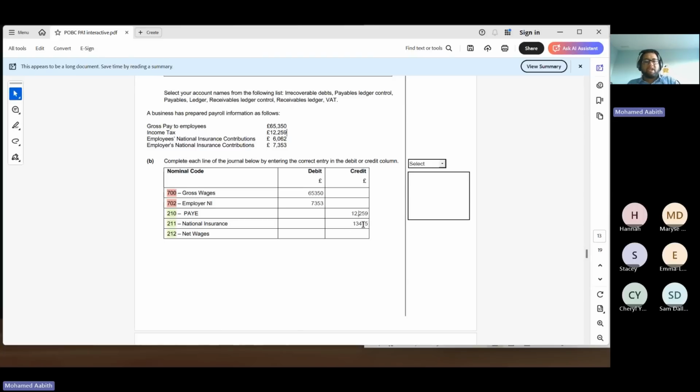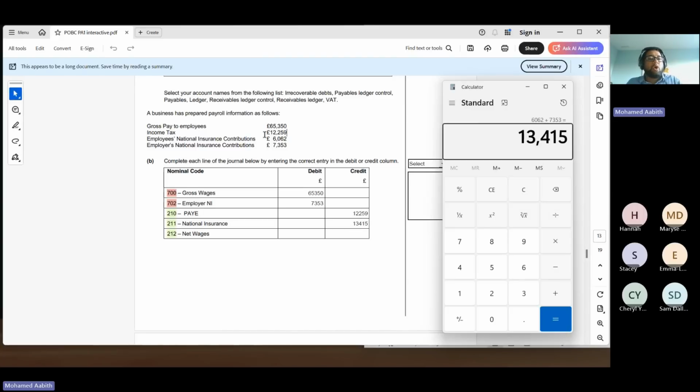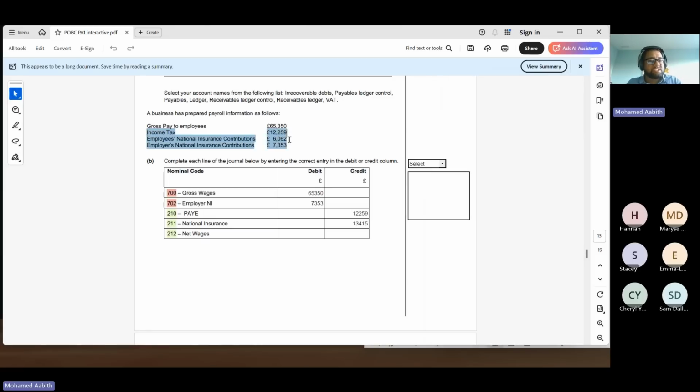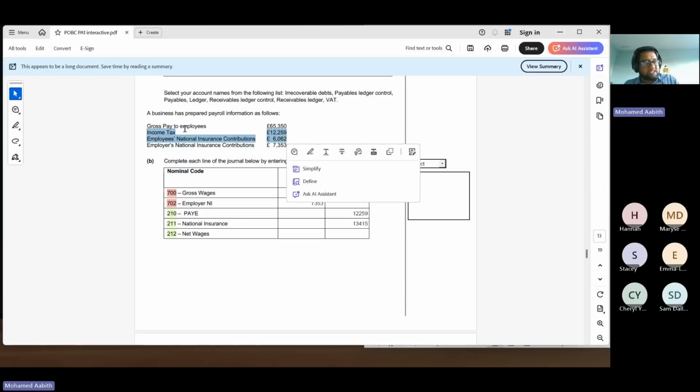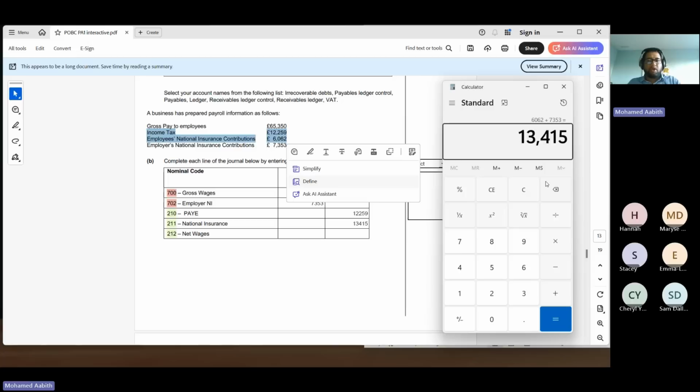But what is your net wages? How am I going to find the net wages? You're going to find the net wages by having your gross wage minus anything you pay from your employee wages. This is these two, which is your national insurance for the employee minus income tax. You're going to be taking these two away from the gross wages.